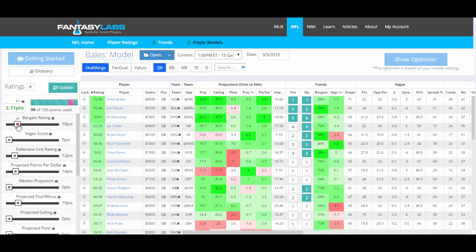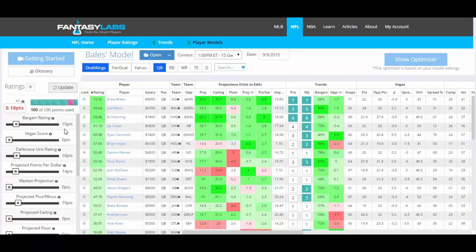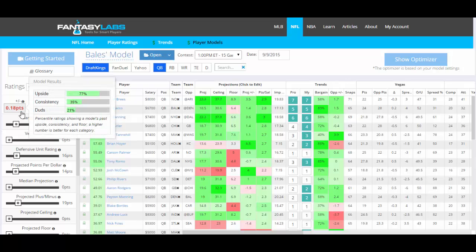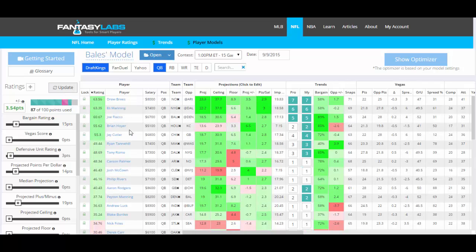So you weigh all these factors as you'd like using the sliders. Click update. We immediately backtest for you. You can see how quickly it happens. I moved bargain rating down there, I believe, and so that changes the model. It changed the upside and consistency ratings. It also changes all of the player ratings. So if we move this down, for example, I would imagine you'll see some changes. You can see some changes in how the quarterbacks are rated.